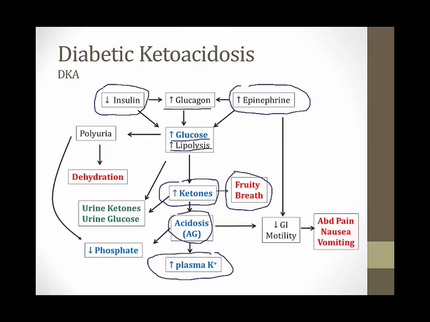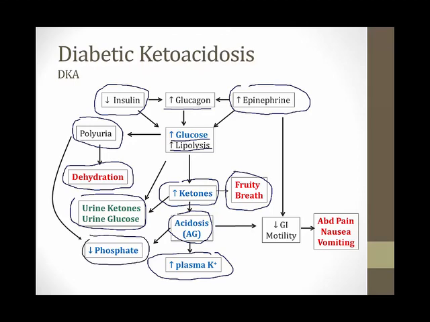Other features of diabetic ketoacidosis include polyuria from glucose spilling into the urine, and this can lead to dehydration and potentially low blood pressure. In addition, there will be ketones and glucose detected in the urine. The polyuria can deplete the body of phosphate, and you can potentially develop low phosphate levels. And then finally, classically, patients with diabetic ketoacidosis present with abdominal pain, nausea, and vomiting.